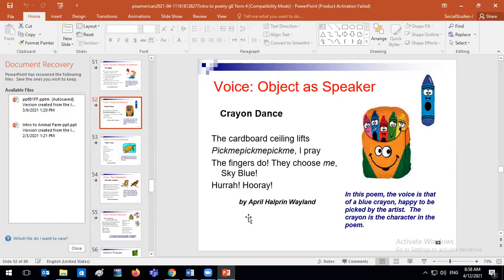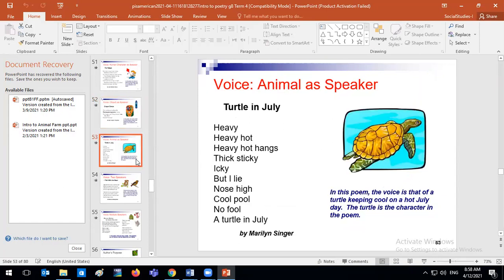If you look here, we'll see: heavy hot hangs, thick sticky icky, but I lie, nose high, cool pool, no fool, a turtle in July. Here the speaker is a turtle. The speaker is an animal. The whole point of this lesson is to show you that a speaker could be an object, an animal, or a person. You could have a variety.